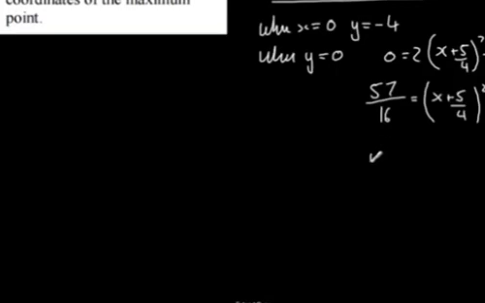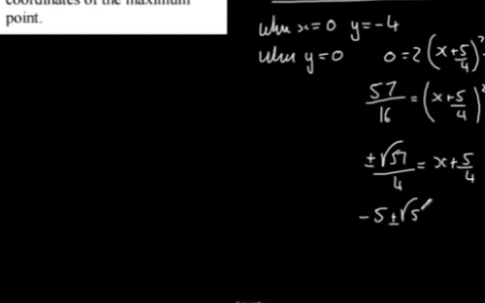So we can say plus or minus the square root of 57 over 16, which is plus or minus root 57 over 4, will be equal to x plus 5 over 4. Subtracting the 5 over 4, we've got negative 5 plus or minus a root of 57 all over 4 is equal to x, and that gives us what we need.